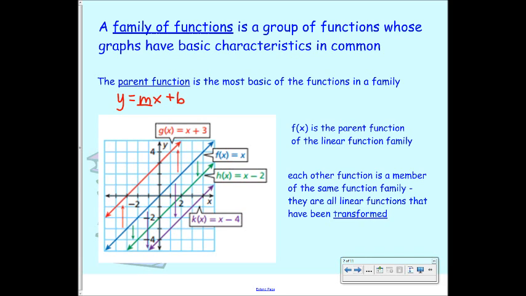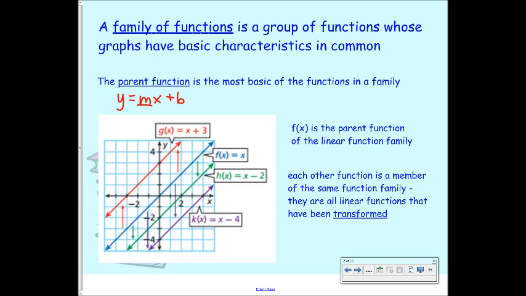All right, so a family of functions is a group of functions whose graphs have some characteristics in common. So this right here is a family of functions. We have the purple, the green, the blue, and the red. The blue function is called the parent function. It's called the parent function because all of the other ones, the children, are just some transformation of the parent function.